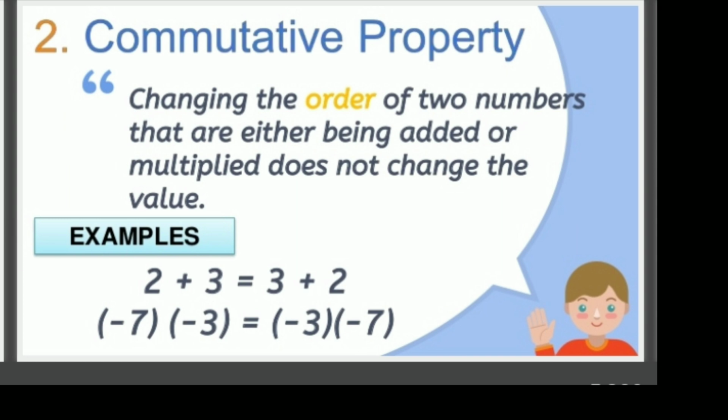See the definition of commutative here. Changing the order of two numbers that are either being added or multiplied does not change the value, but in subtraction the resultant will be different. That's why I'm not showing any subtraction here. Commutative is satisfied by addition and multiplication only, not subtraction. But in closure property, it is addition, subtraction and multiplication. Here in commutative, remember, addition and multiplication only.